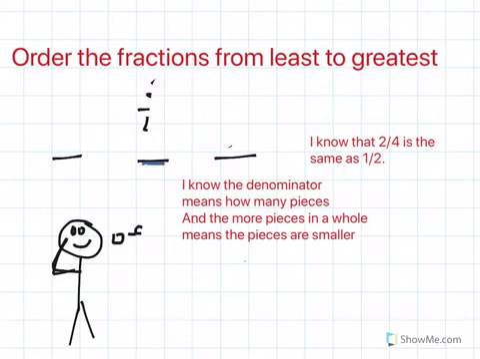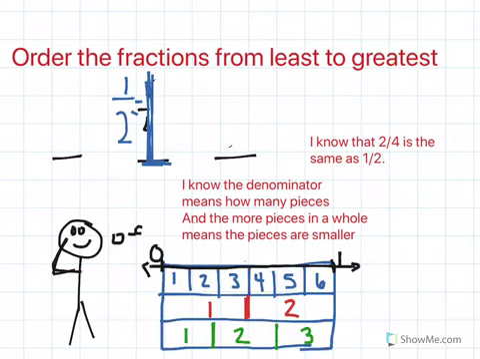The first thing I'm noticing is there's something I could do with this fraction. I know that 2 out of 4 things is the same thing as a half. So if I notice I can put a fraction in simplest form, I want to do that first. So now I'm going to think of this fraction as 1/2 instead of 2 out of 4.